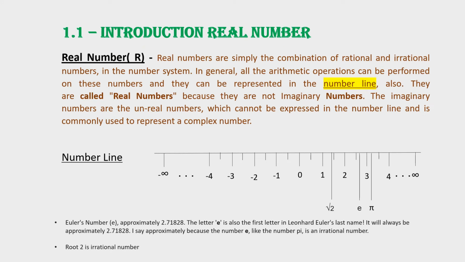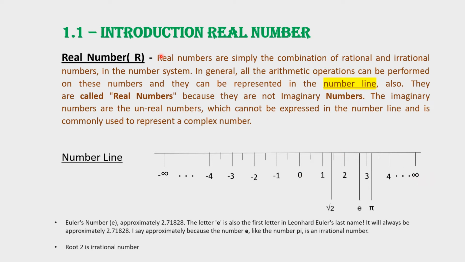Introduction of real numbers. Before understanding real numbers, let's understand the meaning of number line. I'm sure most of you have already heard about the number line, but let's understand it in more detail now. A number line is just a line where all numbers exist. The numbers start from minus infinity till infinity. So it starts from minus, crosses 0 and reaches infinity.